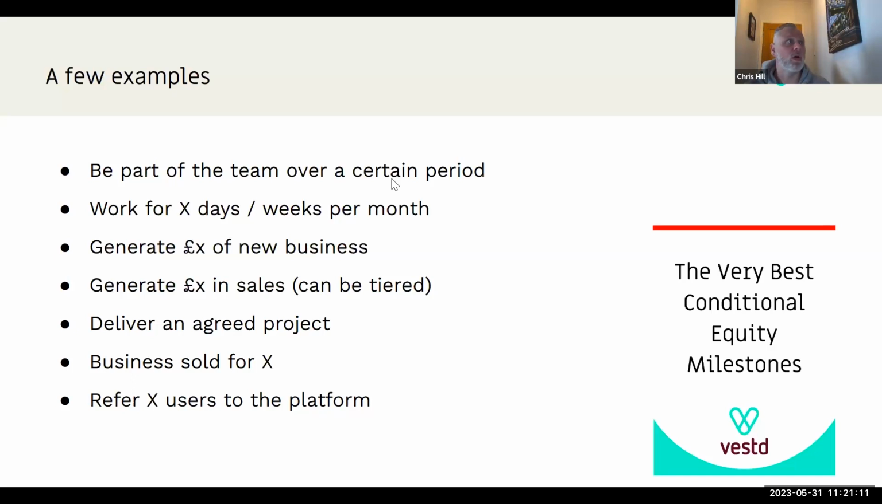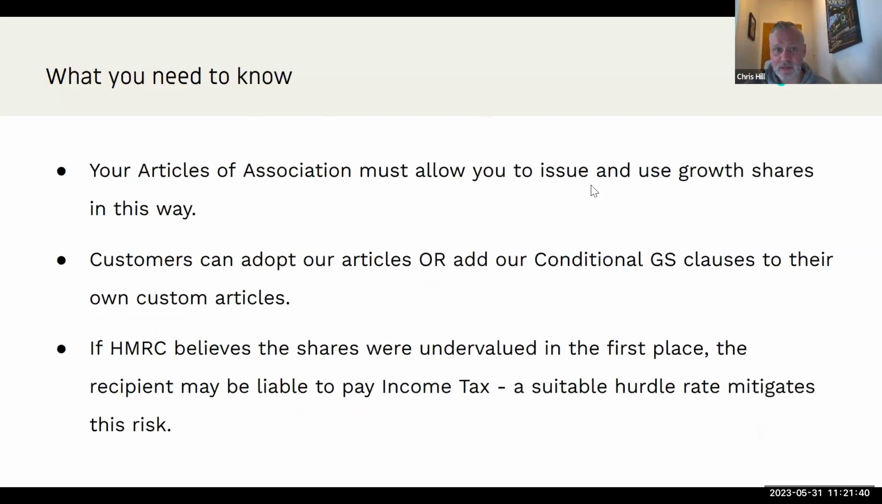Or if the business sells for £5 million, you get 10,000 growth shares. Business sells for £20 million, you can have 20,000 growth shares. Business sells for 30 million, you have 30,000 growth shares, and so on. Or it could be for influencers. If you refer 100 users to the platform over the next year, I'll give you 5,000 growth shares above this value. So, you can build all sorts of different conditions in there.